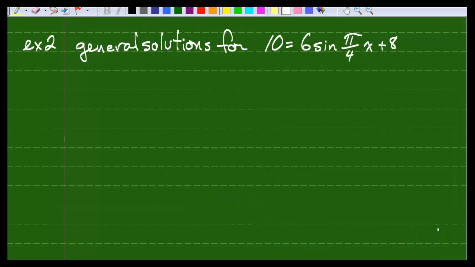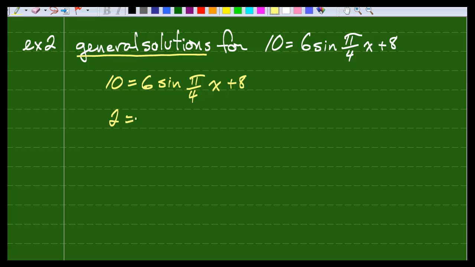Now in example 2, we're asked to find the general solutions. So the general solutions for 10 is equal to 6 sine pi over 4 times x plus 8. Again, it can be useful for us here to get sine of pi over 4x isolated. So if we start with our equation, I'm going to subtract 8 from both sides to get 2 is equal to 6 sine pi over 4 times x.